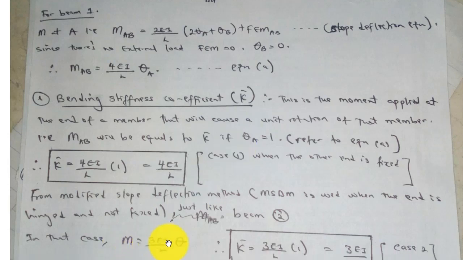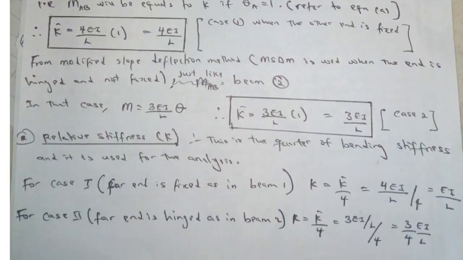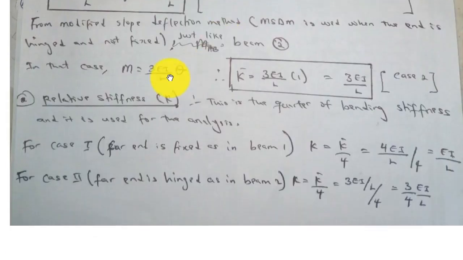our M is equal to 3EI over L theta, like we said the other time, theta A. So our M will be equal to k bar if theta is equal to 1. So you do the same thing here. k bar is equal to 3EI over L. So this is the value for k bar, that is case 2, which is beam 2. So that's that. We are done with the definition of bending stiffness.